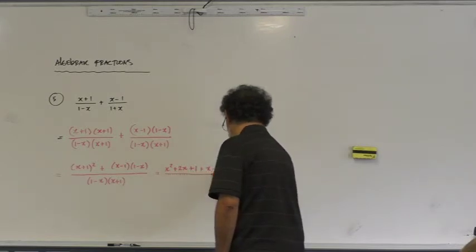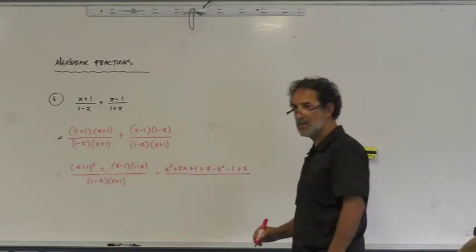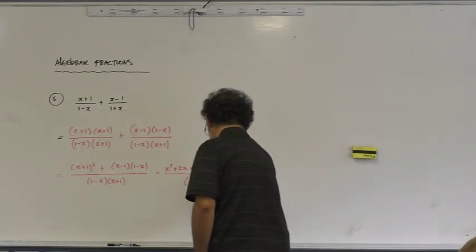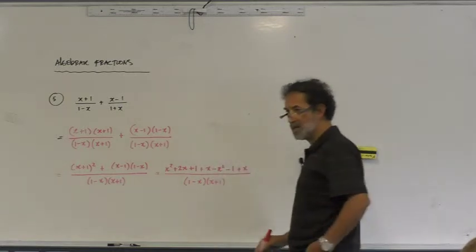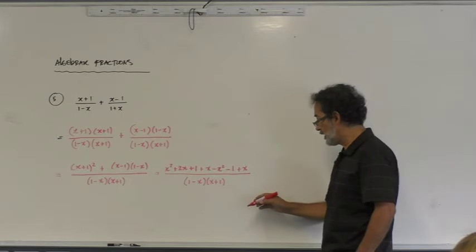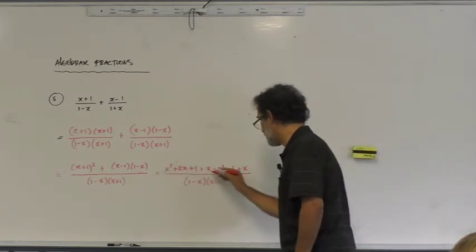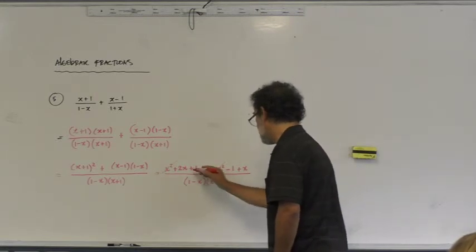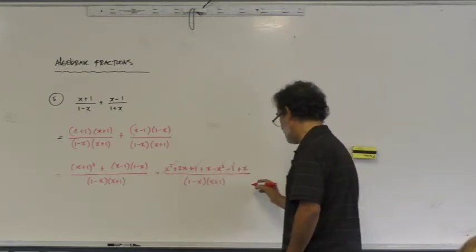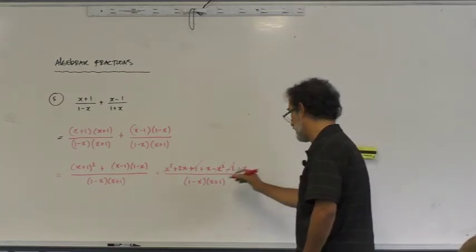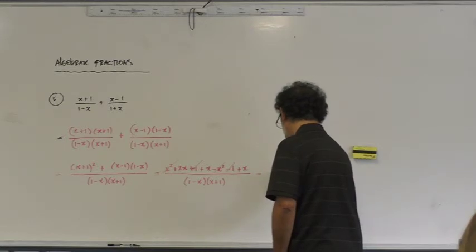And then all over whatever the common denominator is. I said again, you don't need to expand the denominator, just leave it like that. Again, then you simplify the top line. If you look carefully, you can see that the x squared cancel each other. You can see the 1 and negative 1. And finally, how many x's are we going to have? 4x. So we have 4 x's over the common denominator.